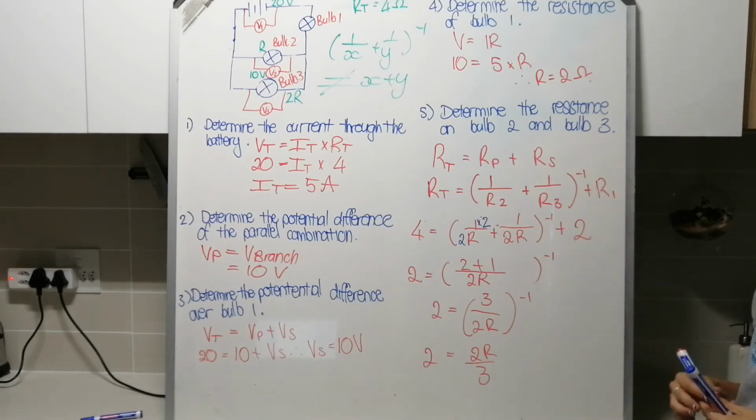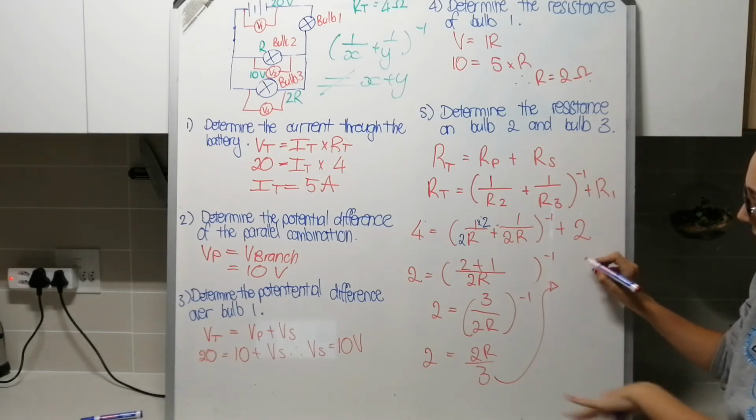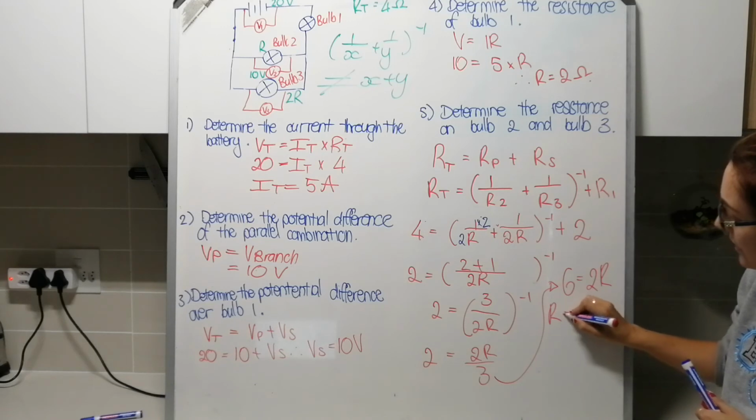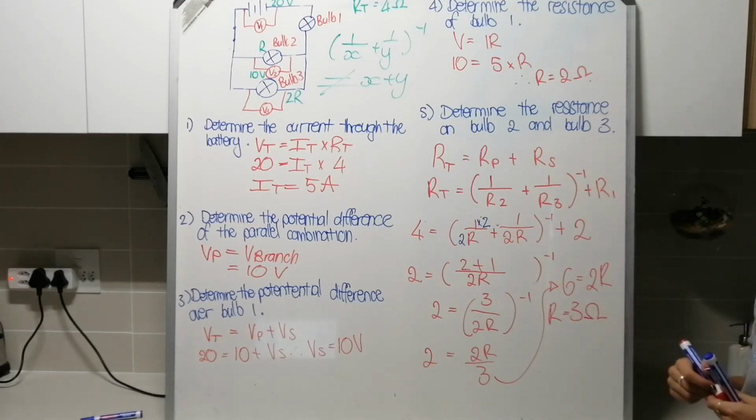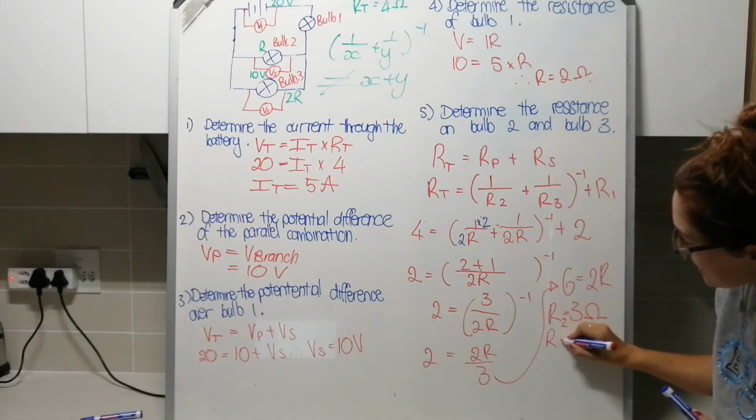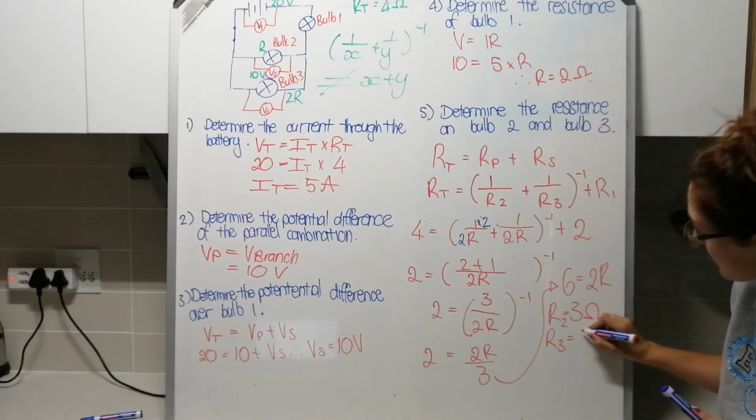Now that should be quite easy to solve. I'm just going to move up to here because I'm running out of space. So that means 6 equals 2R, which means that R is equal to 3 ohms. So the resistance on bulb 2 is 3 ohms. The resistance on bulb 3 then is twice that, which is 6 ohms.